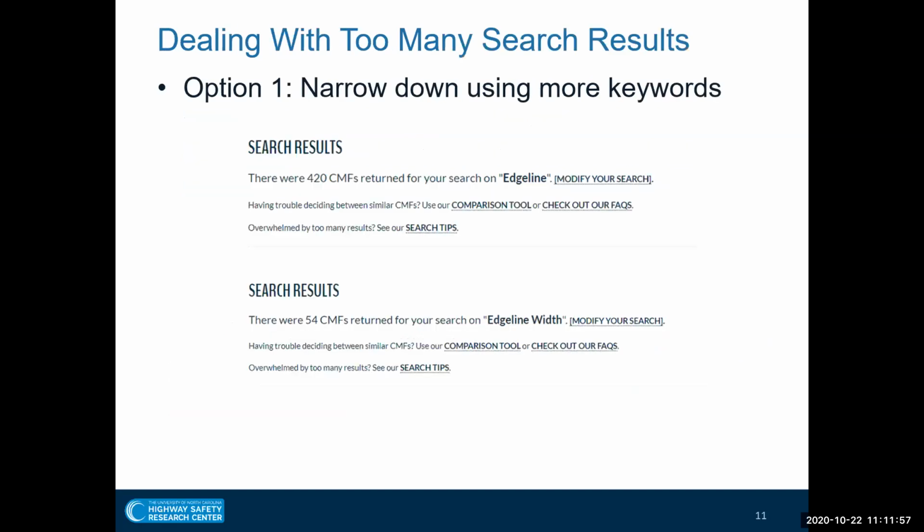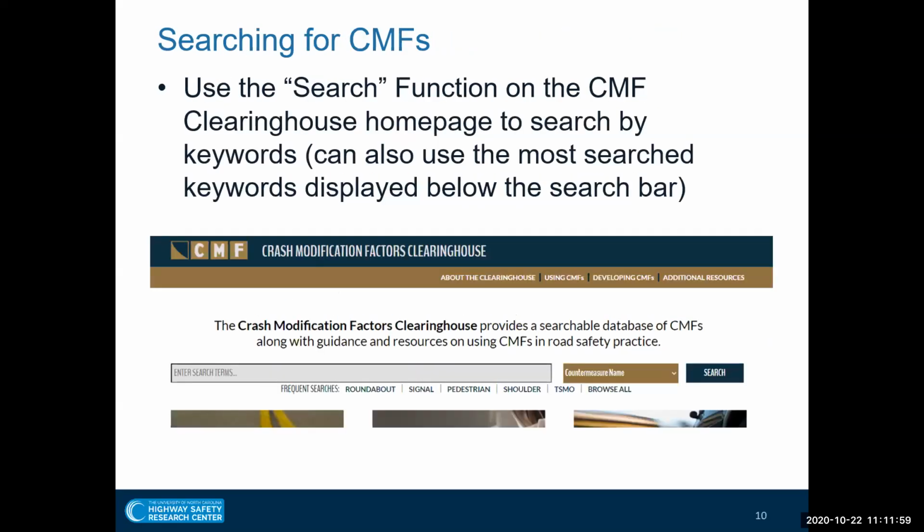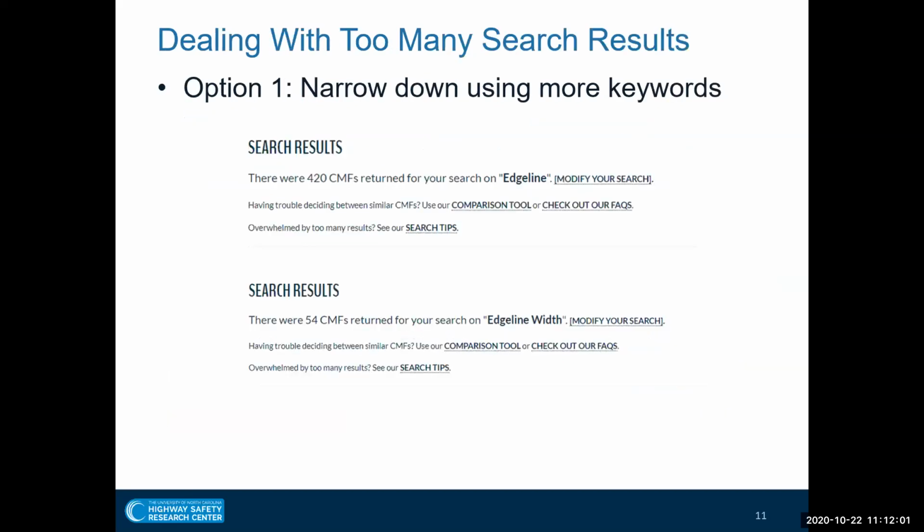So when you're searching for CMFs, say when you search for a keyword, the first issue that might arise is dealing with too many search results. Here I have an example. In the first screenshot at the top, if you search for edge line, for example, as a keyword, it would return about 420 CMFs.